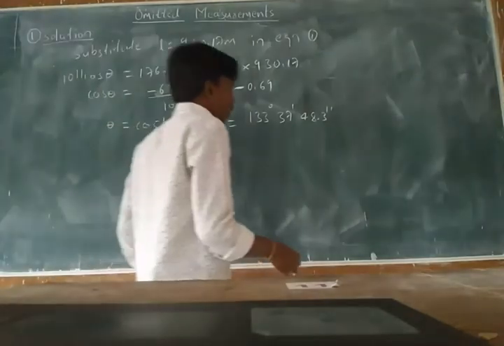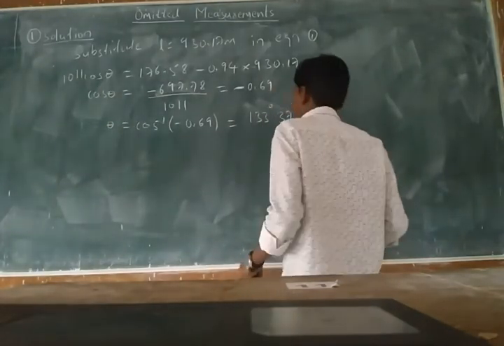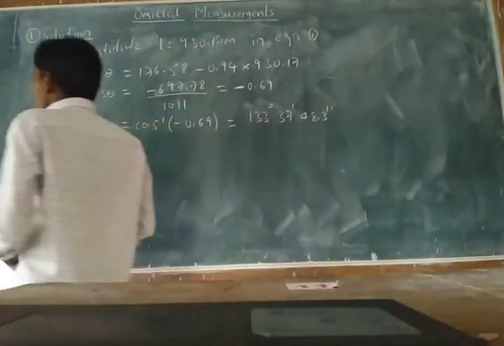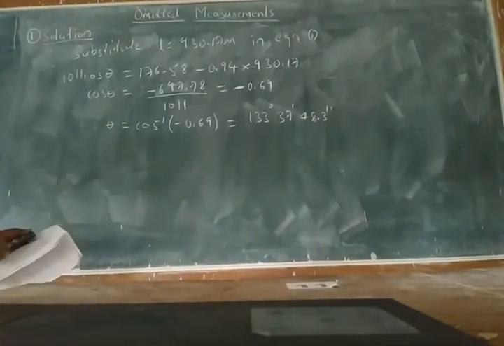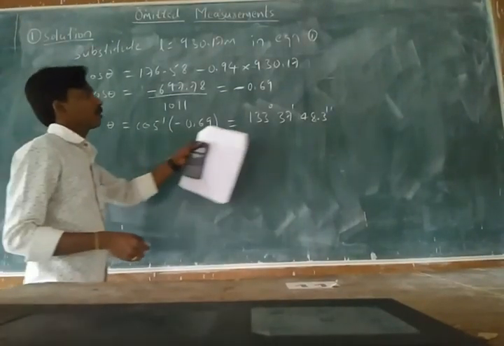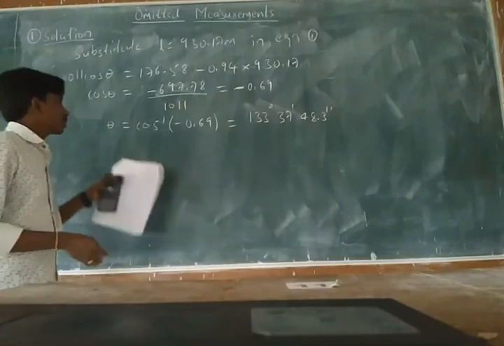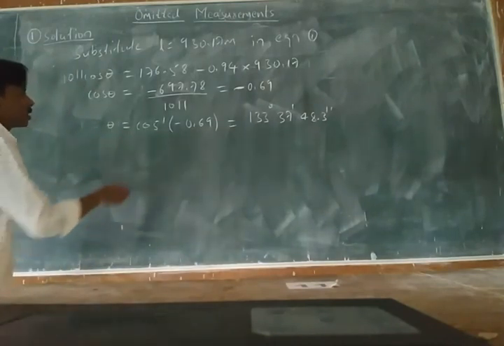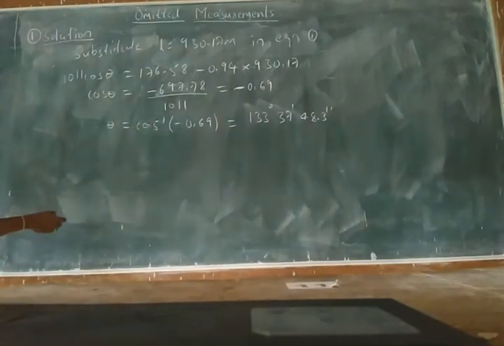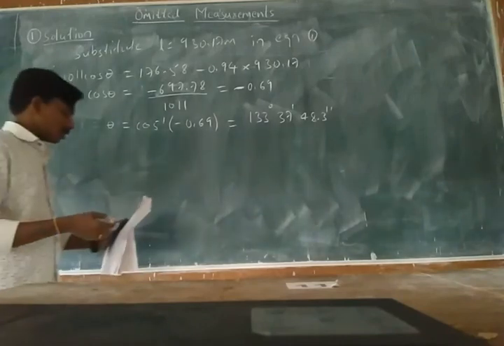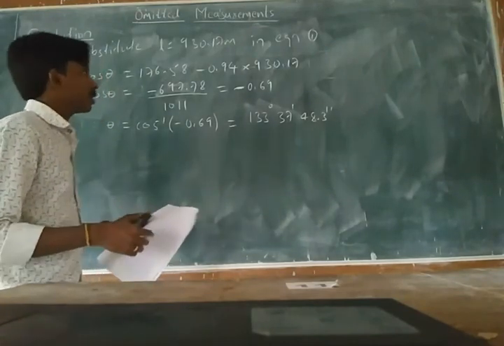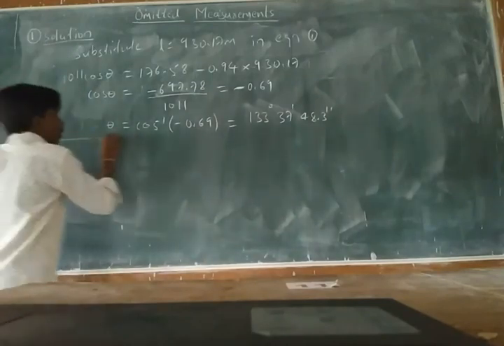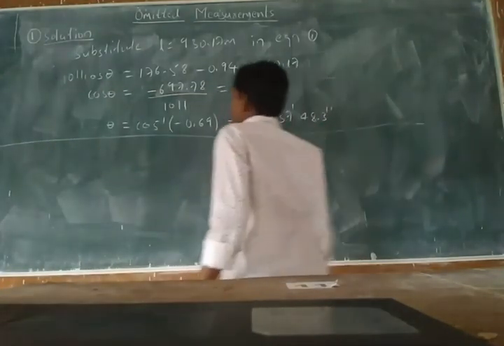So this theta is the bearing of DE. So this is the first bearing. So we have another length, that is 99.93. So again we have to calculate for that.